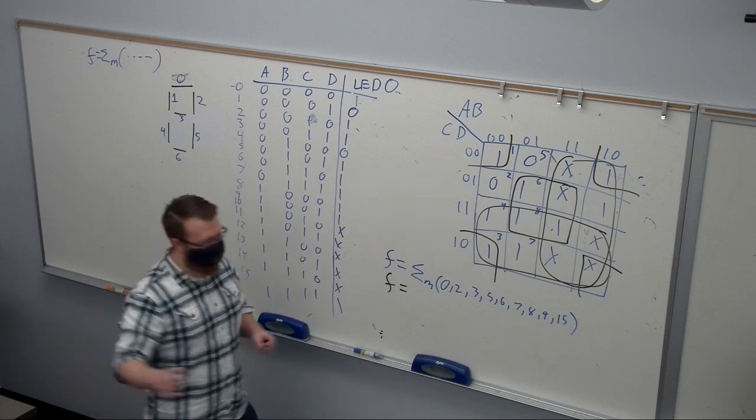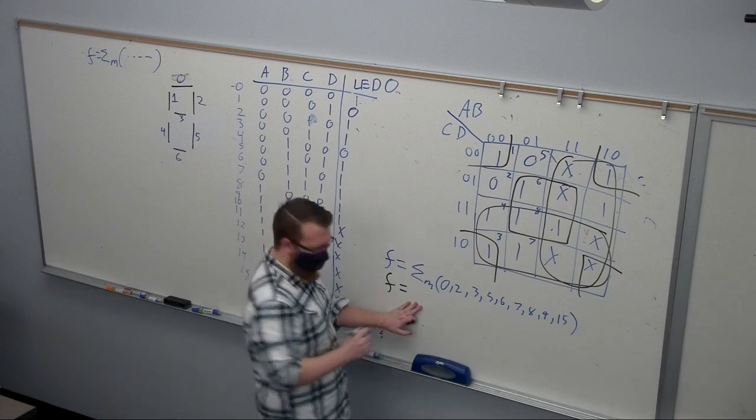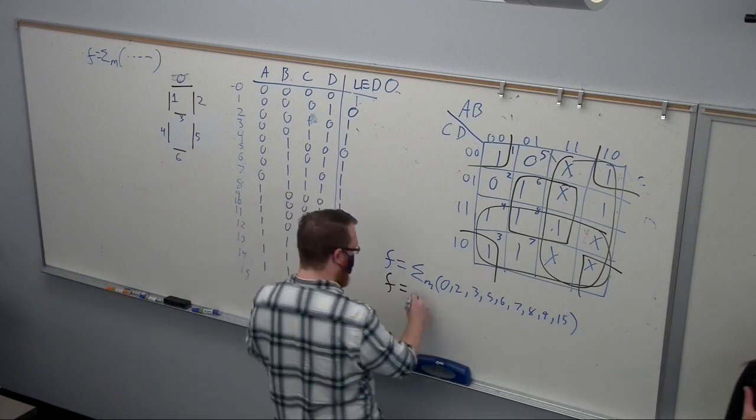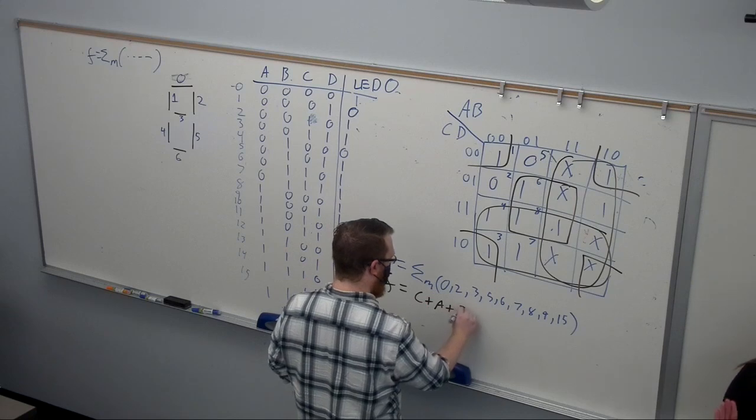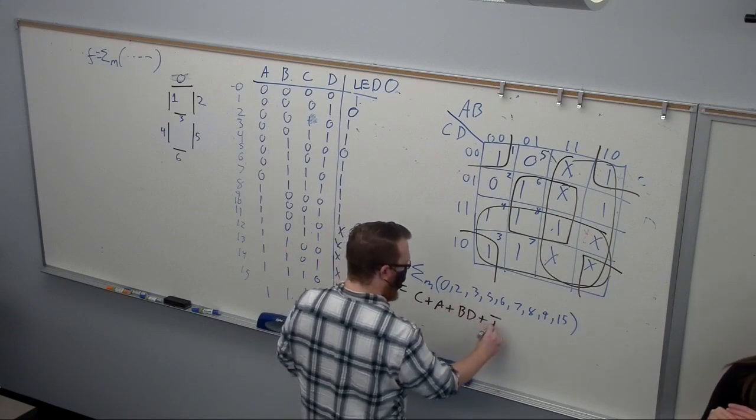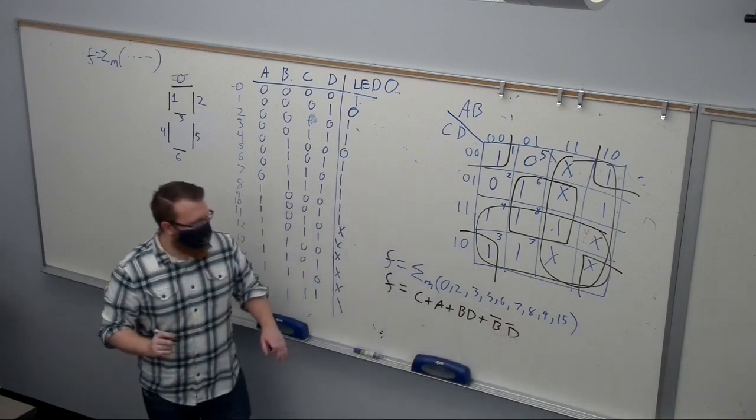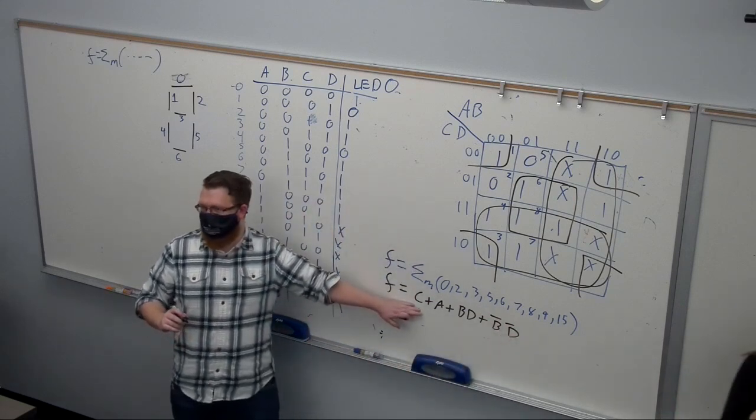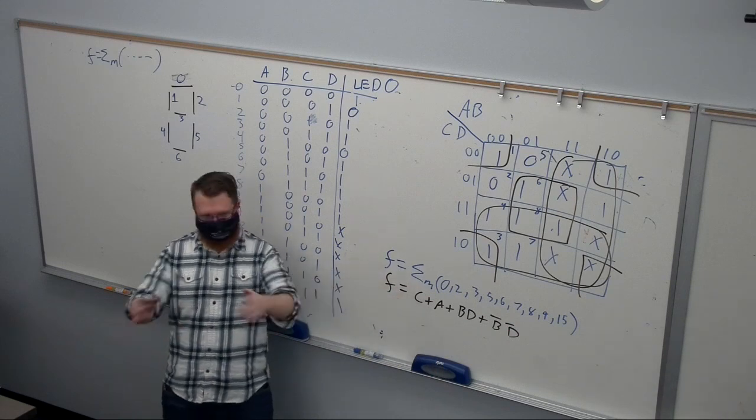I'll start throwing the equation. Just want one term, or do you want all of it? Go for it, the whole thing. Got C plus A plus B and D, and then plus not B and not D. Does anyone disagree with any of these terms? That's what I got exactly. Perfect, great, good job.